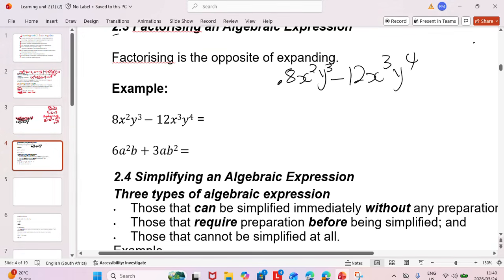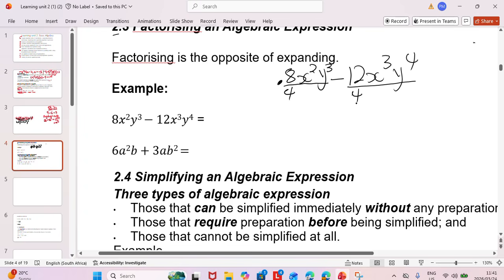Okay, so here's example number 1, guys. You are factorizing. You have 8, you have 12. So you're going to start with 8 and 12, the numerical values. They are like terms. You want the highest common number that you can use to divide 8 and 12 and not get a fraction. So that highest number is 4.